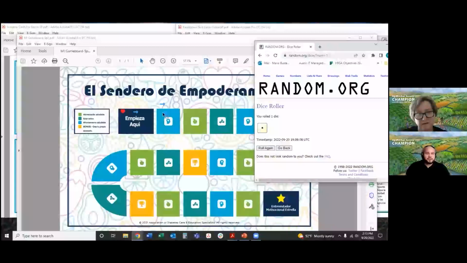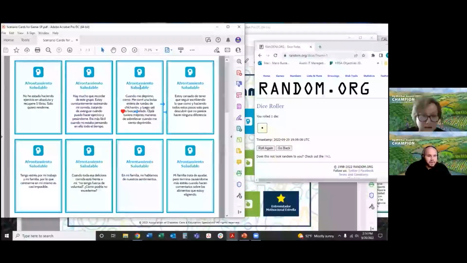So here's my arrow, and I'm going to move one place here. And we're going to look for that scenario that corresponds to the square where I landed. So Maria, if you will please share the different scenarios.